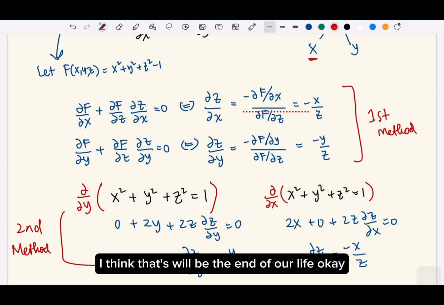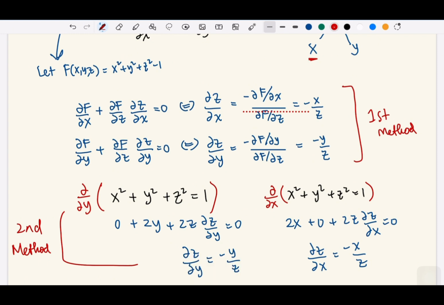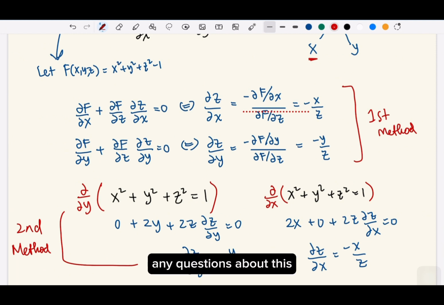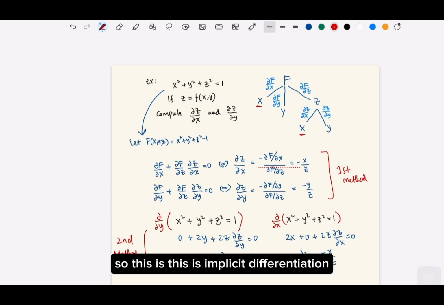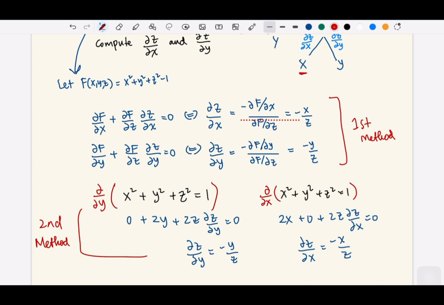Okay, I think that will be the end of our lecture, up until the chain rule. We can have more exercises later. But I think next Wednesday or Thursday, we are going to have a small review on midterm preparation. Any questions about this? It is quite practical, right? The more you are familiar with these techniques, I think you'll be able to solve the most general problems. So this is implicit differentiation and the chain rule.